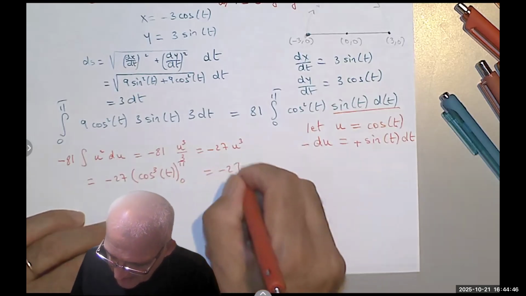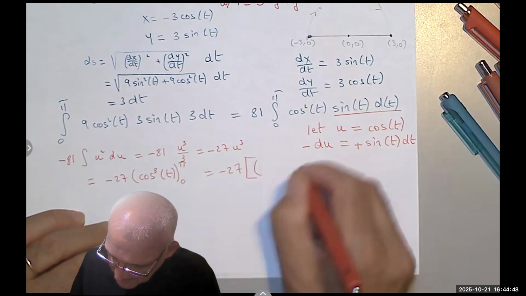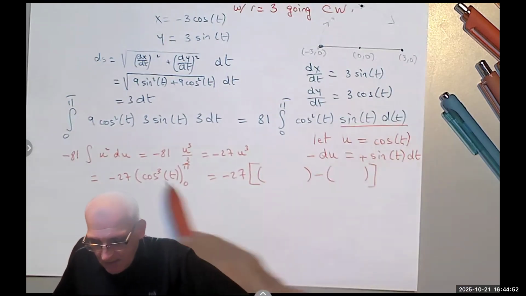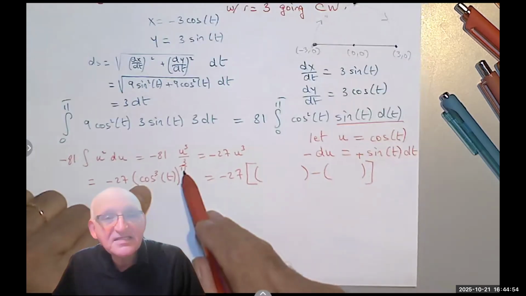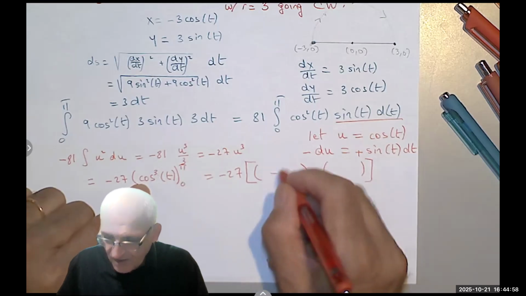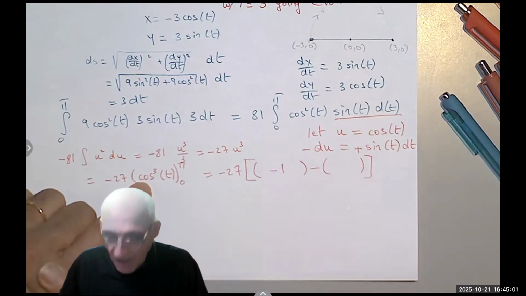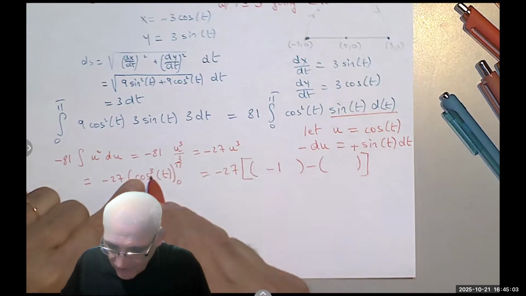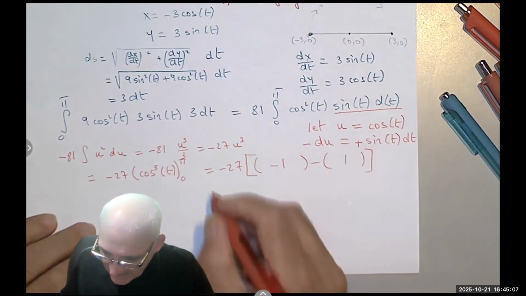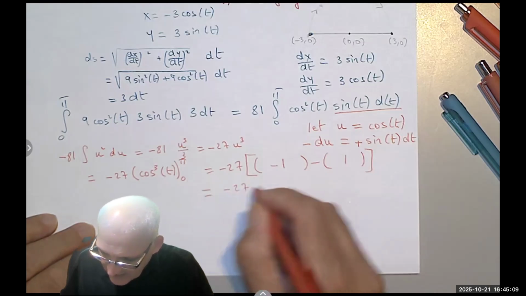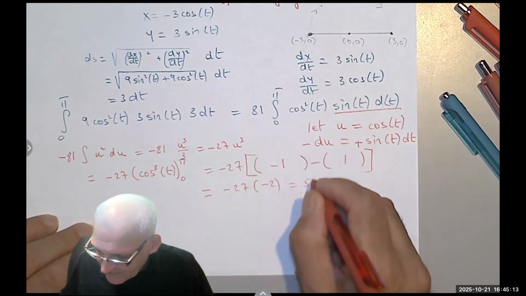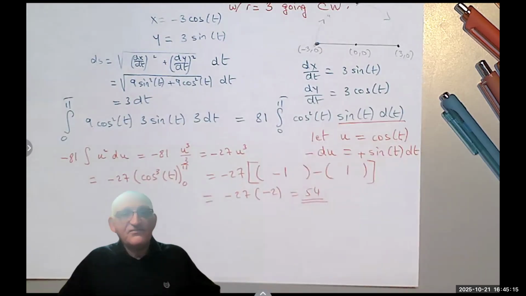Equals -27 times cosine of pi, which is -1, and -1 cube is still -1. Minus cosine of 0, which is 1, and 1 cube is still 1. So I get -27 times (-1 minus 1), which is -2, equals 54. So it's a positive integral.